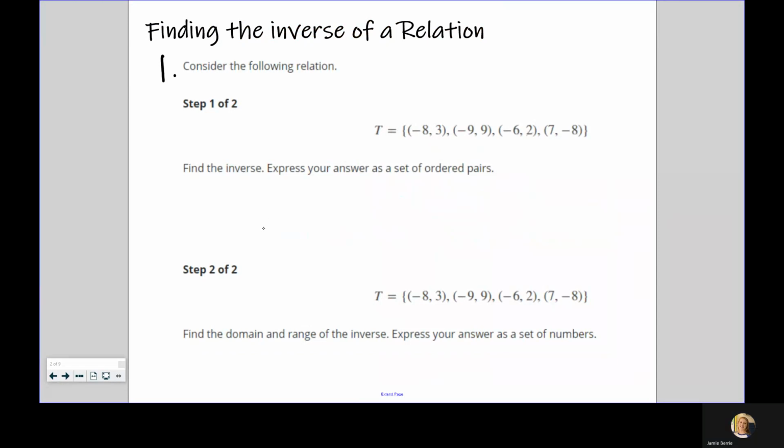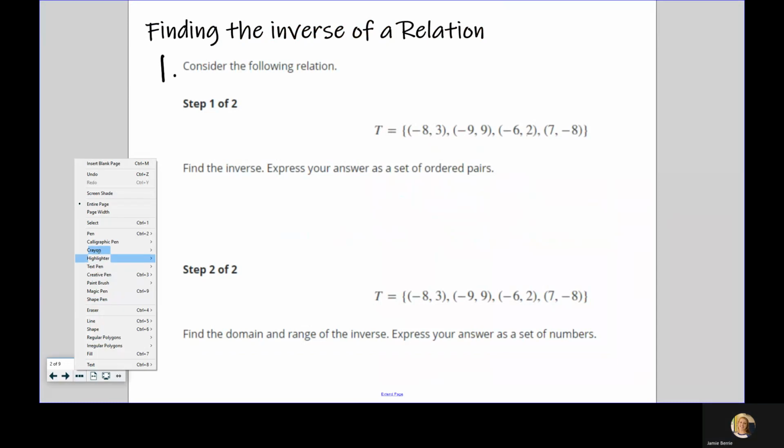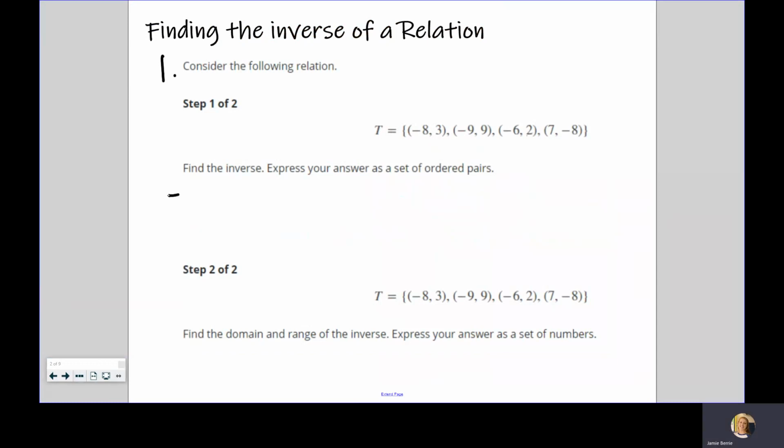So whenever we write the inverse of a relation or of a function, we use special notation. Instead of writing out "inverse of T," which would take us a really long time, we have some shorthand notation that we can use. You just write the name of the function or the name of the relation, in this case it's T, and then you write it with a -1 in the exponent. We'll talk more about that in just a minute, but just know that that is the notation that we use for the inverse.